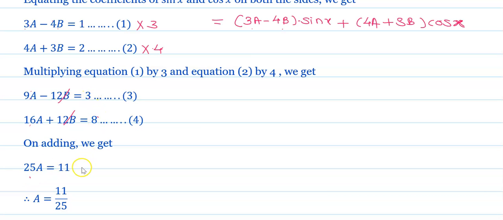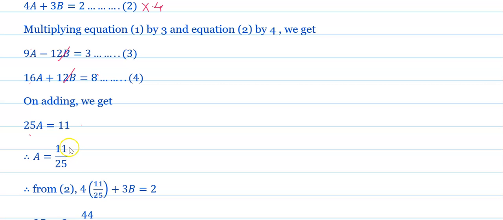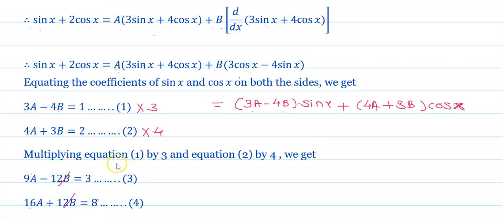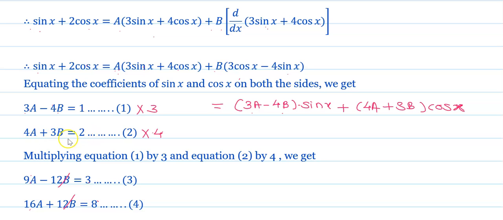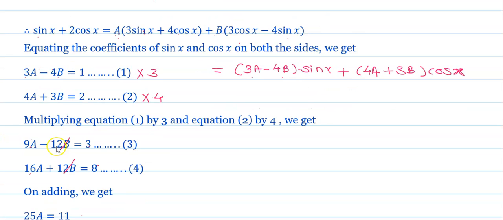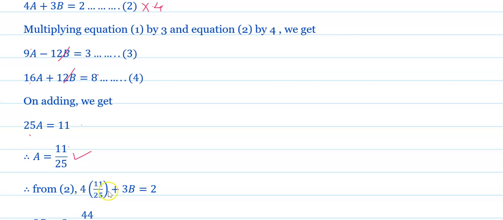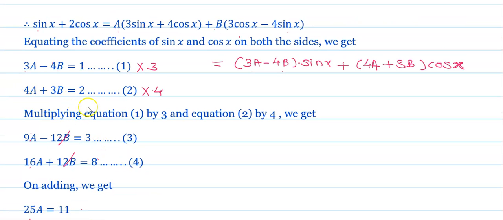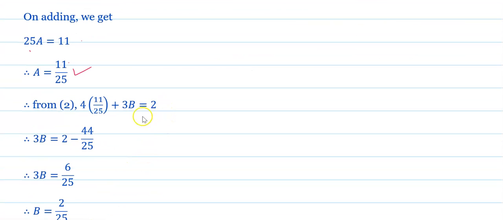3 plus 8, 11. And hence a is equals to 11 upon 25. Okay. Now substitute this value in equation number 2. There is no minus sign here. So we will select the same equation. Therefore 4a plus 3b is equals to 2.